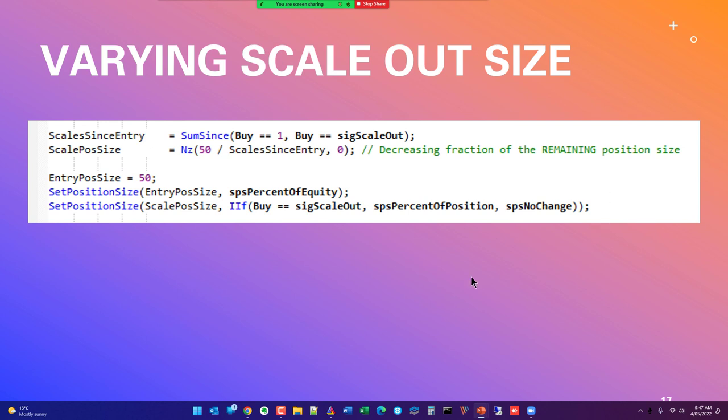So let's have a look at varying the scale out size. Here we are going to apply a very similar approach to what we did for the scale in side, but here we're going to decrease the fraction of the remaining position size. Remember, when you use this SPS percent of position, each time you do a scale, you're looking at what the value of that position is worth at that time. So when you start with 50% and you scale out 50%, you might be down to 25, but the next time you do a scale out, even if it was the same amount, it wouldn't necessarily mean you would go from 25 to 12.5. It would be some other value because you're looking at a smaller value of the position at that point.